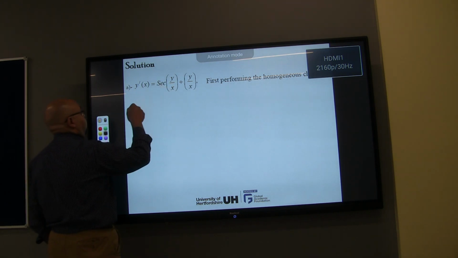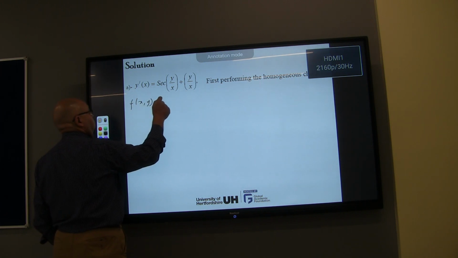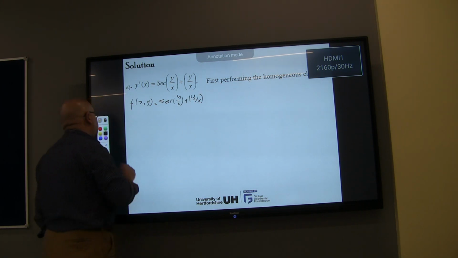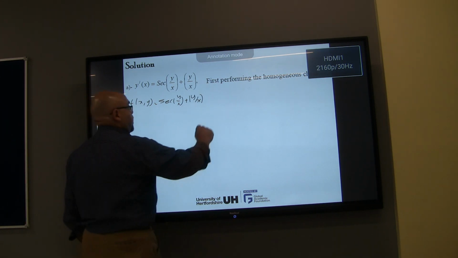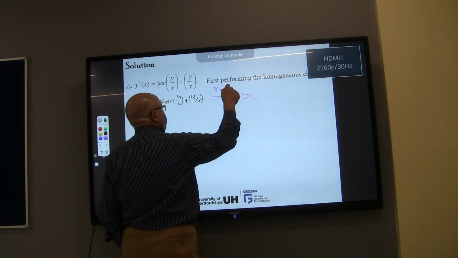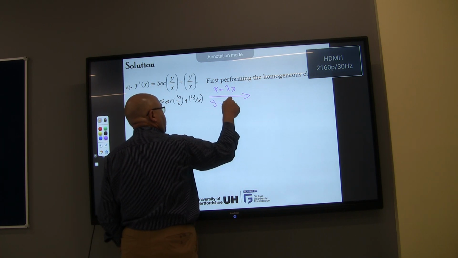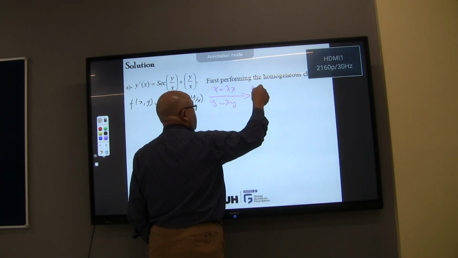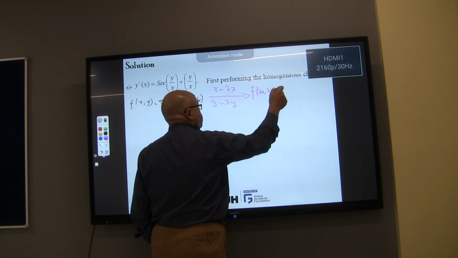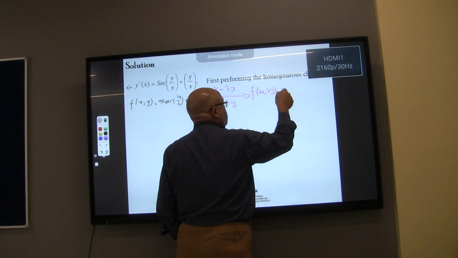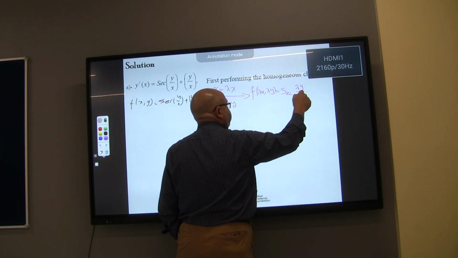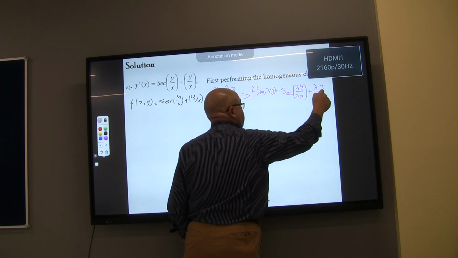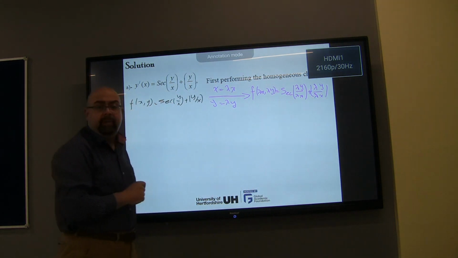Now I will make the check. We have f of x, y, which is equal to sec of y over x plus y over x. I will make the following substitution. I will replace every x with lambda x, and every y with lambda y. Now I'm getting f of lambda x, lambda y, which is going to equal sec of lambda y divided by lambda x, plus lambda y divided by lambda x.